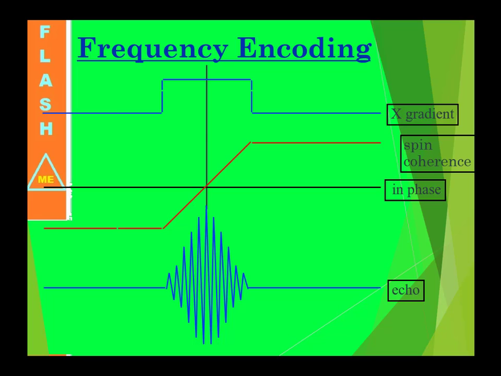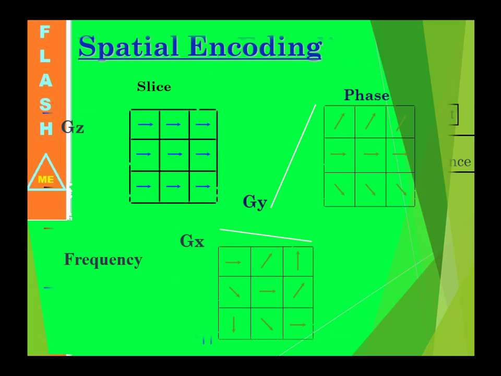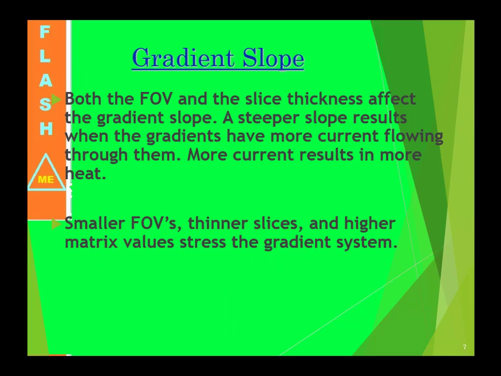Frequency encoding. Spatial encoding. Gradient slope: both the FOV and the slice thickness affect the gradient slope. A steeper slope results when the gradients have more current flowing through them.